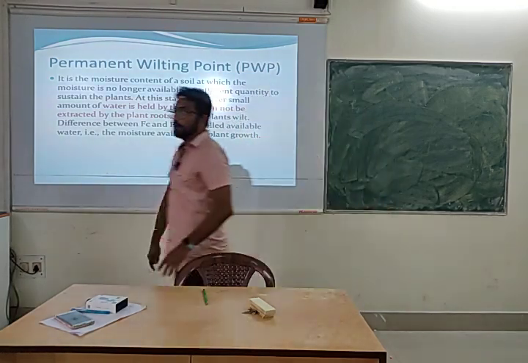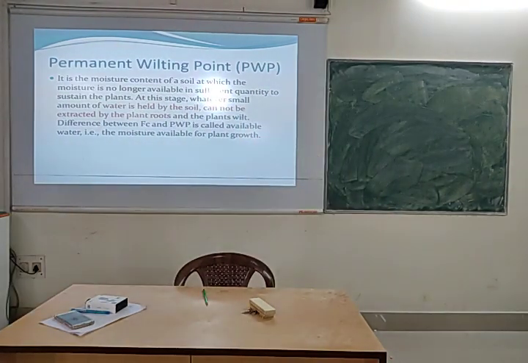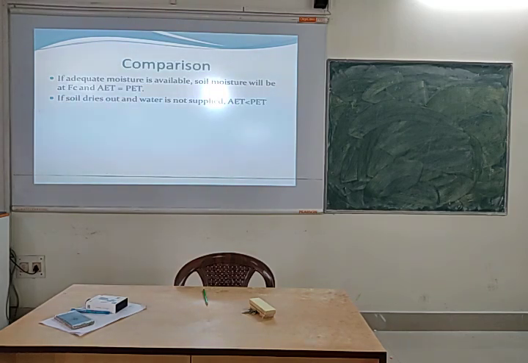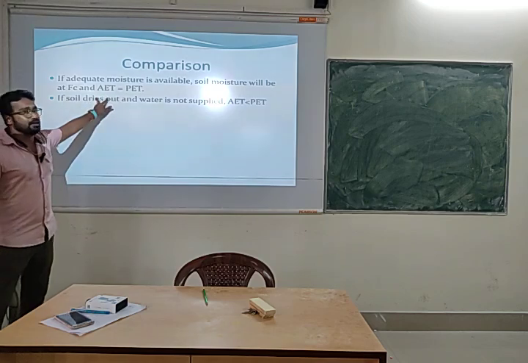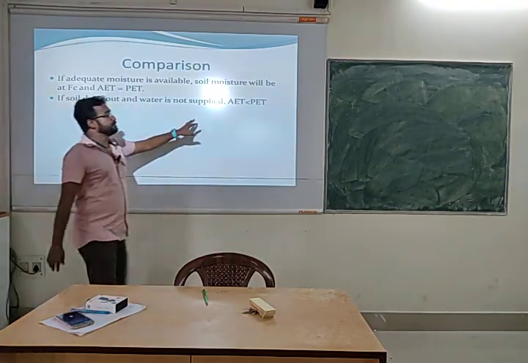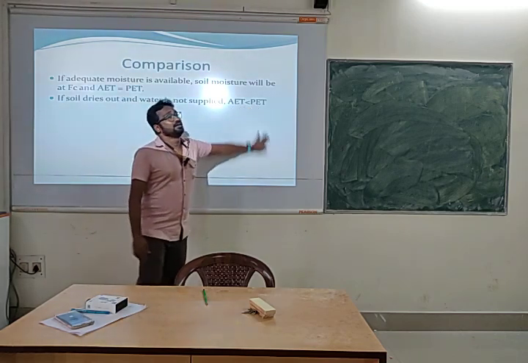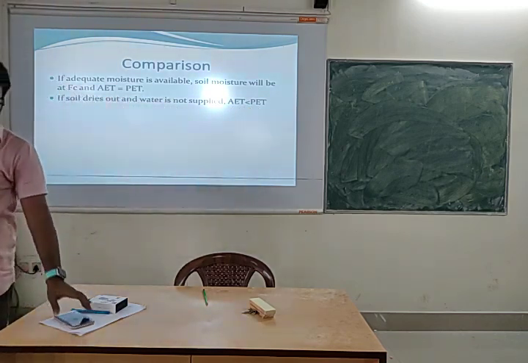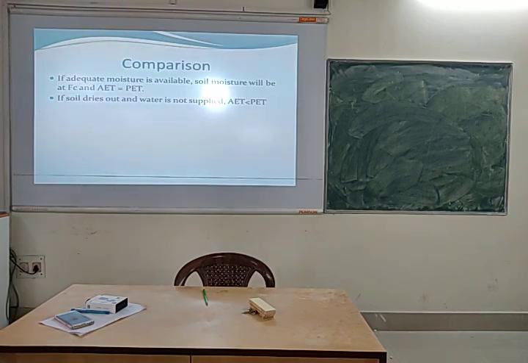Right? Now, if the definitions are clear, then you can visualize those relationships. The first relationship is the one which I just told you, that if a sufficient amount of moisture is available in your field, then AET is equal to PET. And another thing is that AET will be lesser than PET or equal to PET at maximum, right? It cannot be greater than PET.